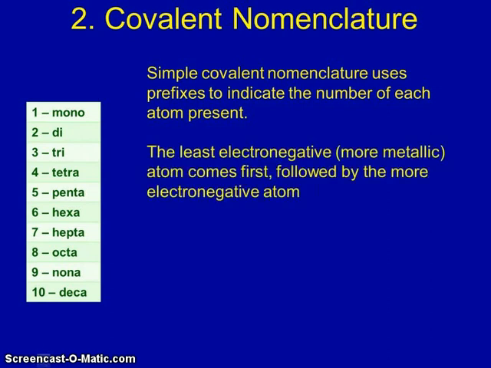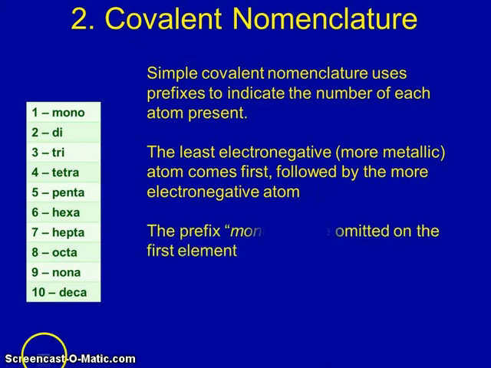We always put the least electronegative atom first, followed by the more electronegative atom. If you don't remember electronegativity, look it up in your textbook, but essentially the atom that behaves more like a metal, which tends to be the one closer to the metals on the periodic table.